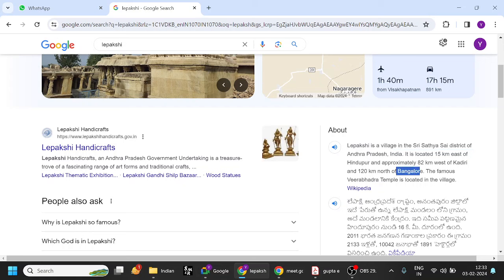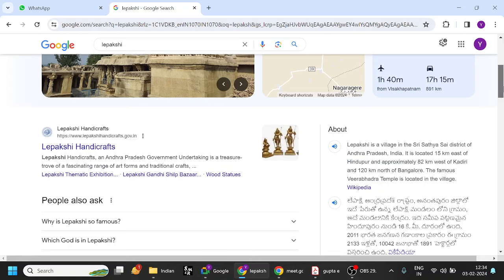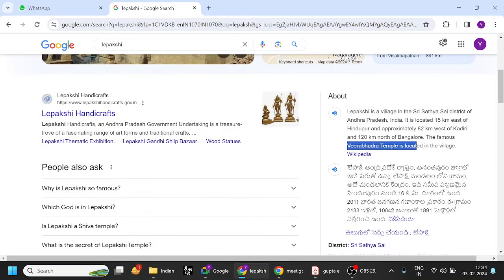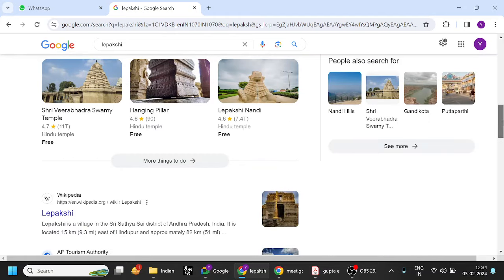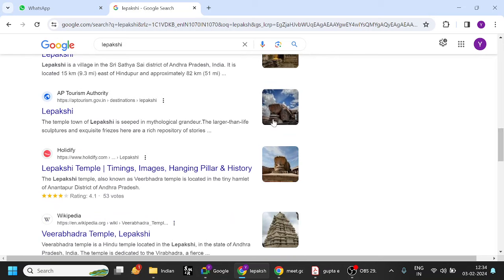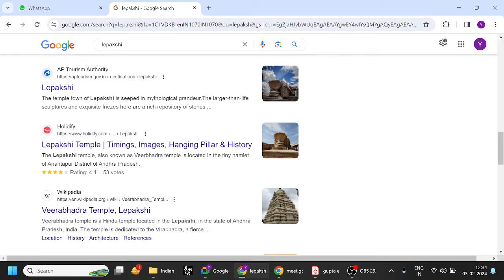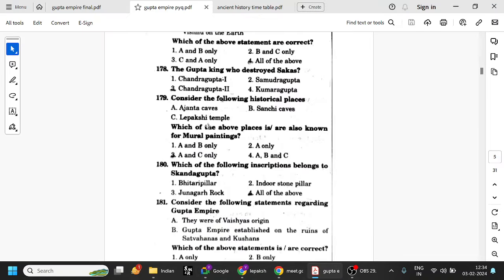Basically near Karnataka. Hindupur is at the extreme end, in Anantapur. It is one of the extremes of Andhra Pradesh, I mean near the border. And the Veerabhadra temple is also located in the village. All these things try to remember. Lepakshi paintings are also famous. Lepakshi Nandi, this big, huge one, all these things are very famous. So the Lepakshi temple, also known as the Veerabhadra temple, is in Anantapur district of Andhra Pradesh. Very, very important for us. Remember all these things.